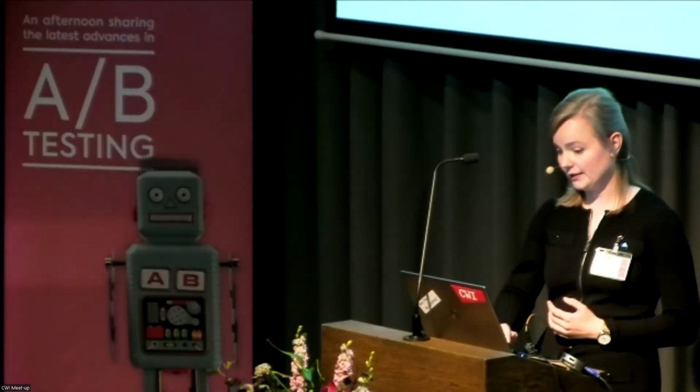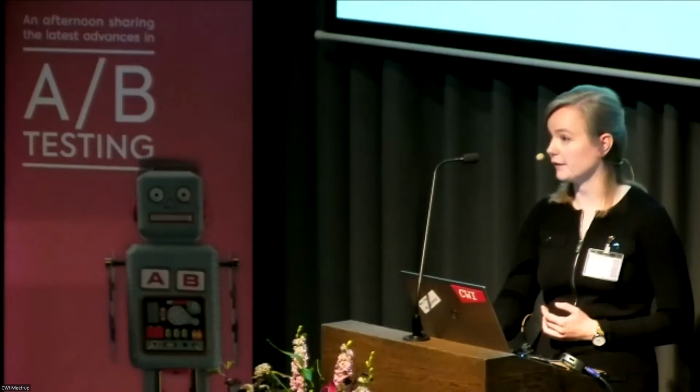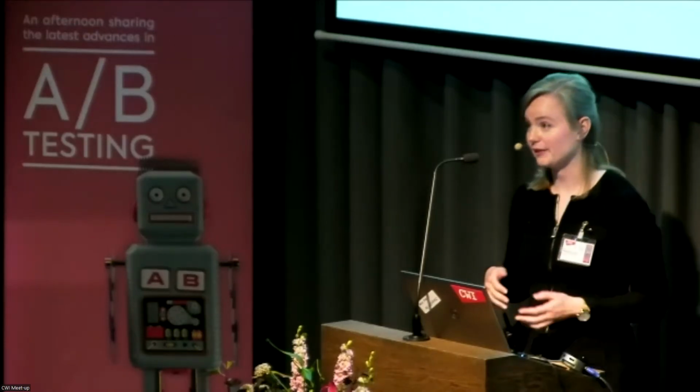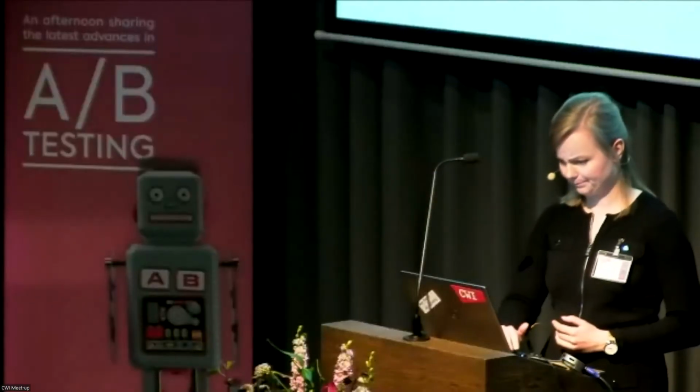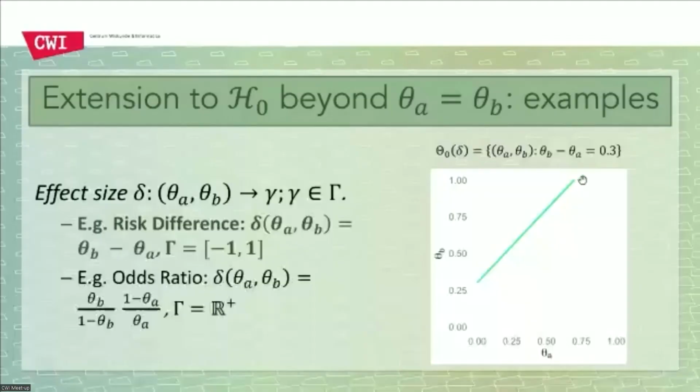Okay, so our methods really can be implemented for any delta function you would like. But here are some examples again in this unit square. For example, we could look at the risk difference. This is often something people are interested in in clinical trials: just the difference between the probability of success with my new treatment compared to the control treatment. And here, for example, you see theta 0 of delta, for delta the risk difference measure, and the value 0.3.